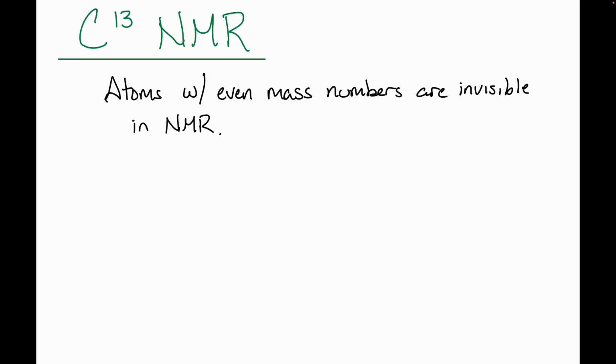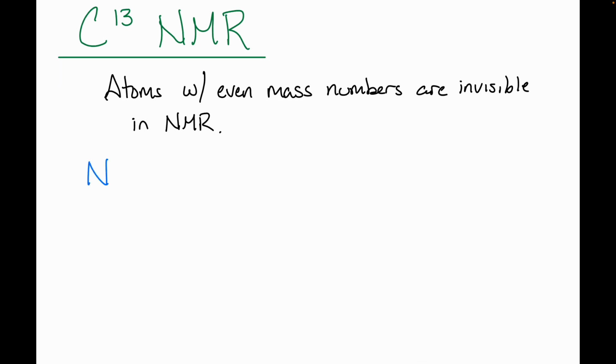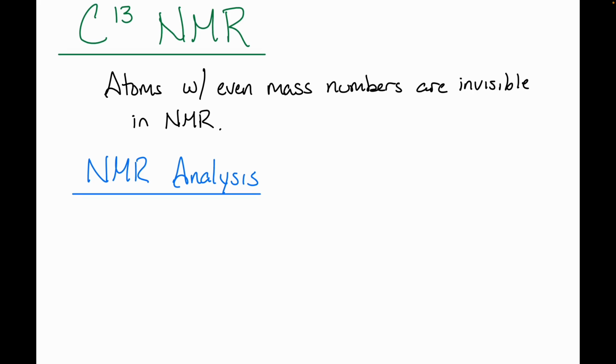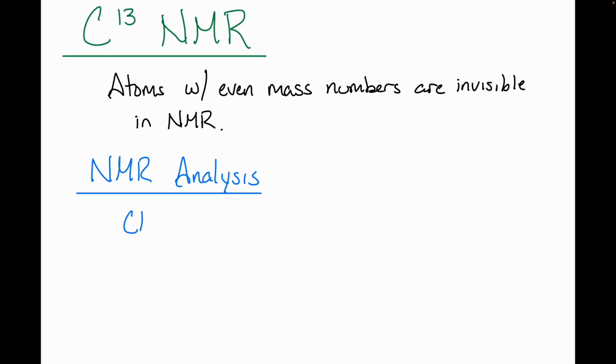All right, so for each of our NMRs, how do we go about analyzing? What information do we get? Okay. First, we get what's called the chemical shift. This is simply what frequency photon is absorbed.